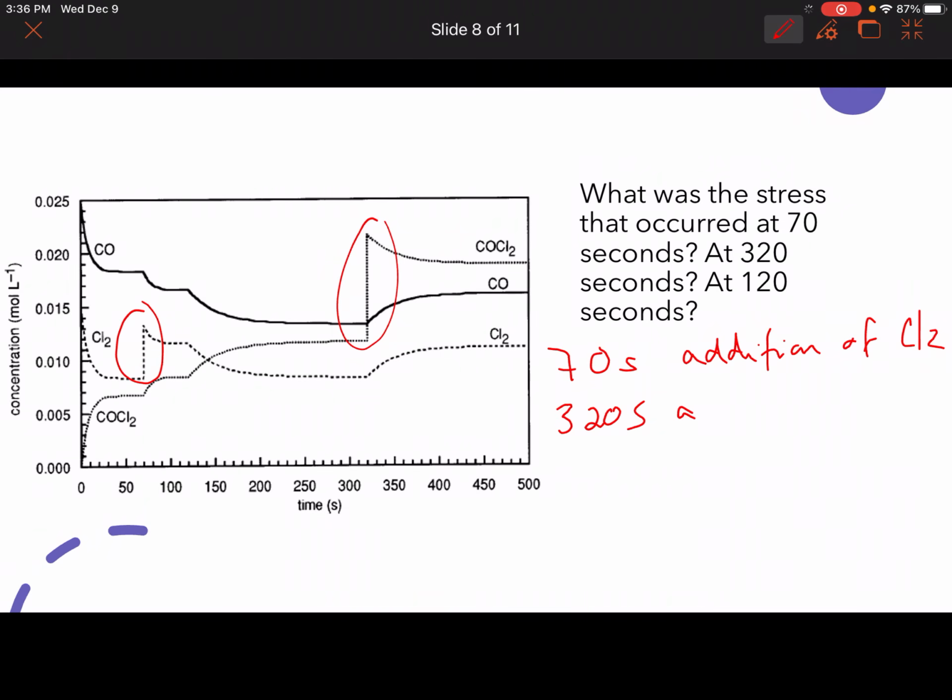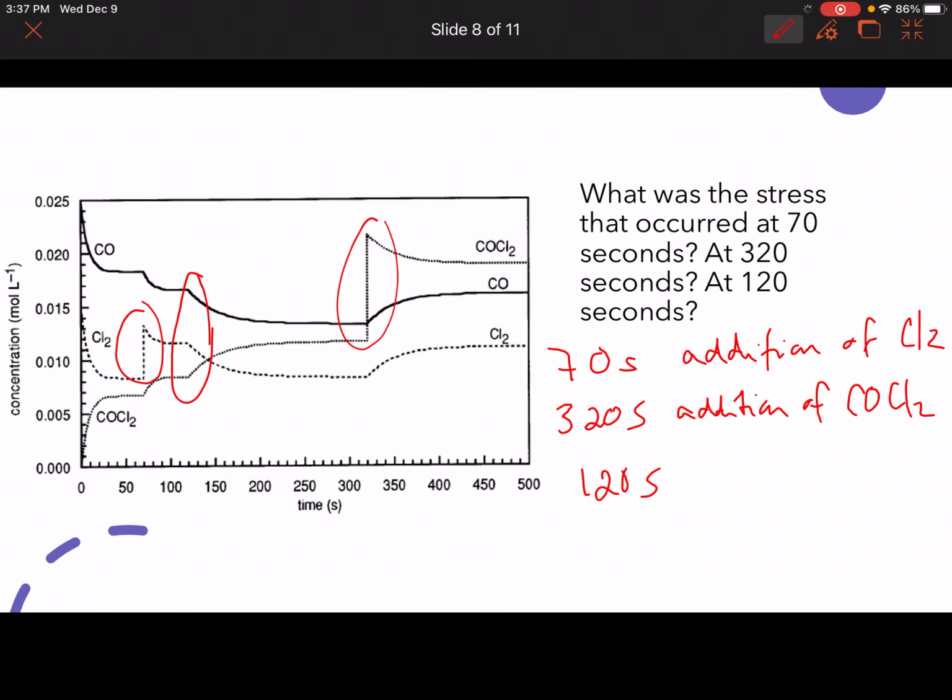So this would be the addition of our COCl2. Now at 120 seconds is our next question, because here we also saw a change happening in equilibrium. For this one, at the 120 seconds, we don't see a big spike either up or down. So we don't see the removal of a substance, and we don't see the addition of a substance, but we just see that there's clearly a disruption to the equilibrium and something's going on there.